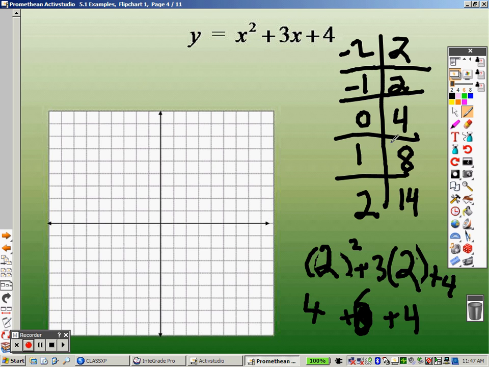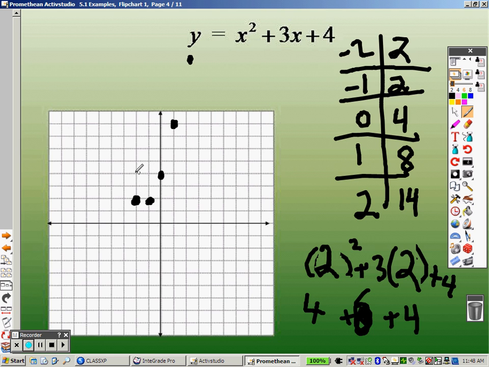So when I go to graph these, -2, 2, I put a point right there. -1, 2, I put a point right there. 0, 4 is right there. 1, 8 is right there. And 2, 14 would be somewhere way up here. Now obviously, if you know anything about parabolas, it's supposed to be the same on both sides. So follow the pattern.